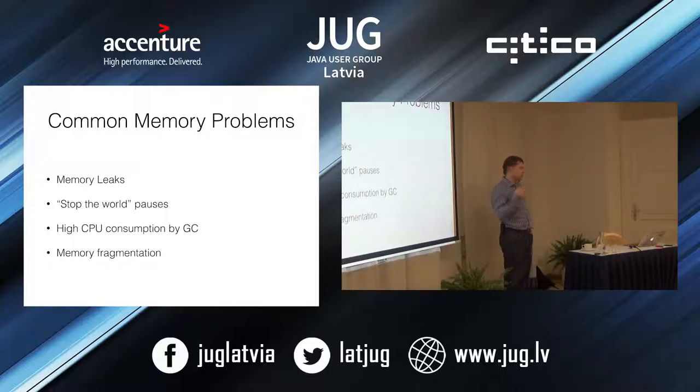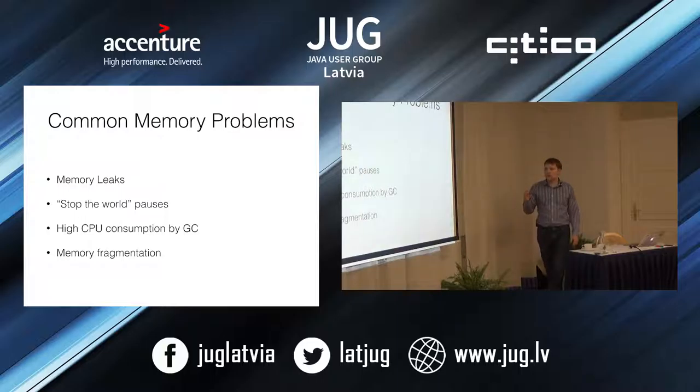Number one, the dreaded memory leak of Java. Number two, stop the world pauses. Stop the world is a term which Java programmers use to describe a moment in time when your JVM is doing nothing except garbage collecting. All the threads are being stopped and only garbage collection is taking place. If your application has only one node, it stops completely processing any requests. Of course, if you have X nodes of your application, then the chance that all of them are garbage collecting at the same time is significantly less.